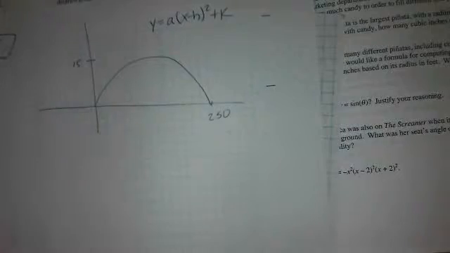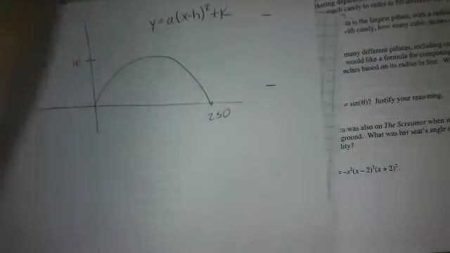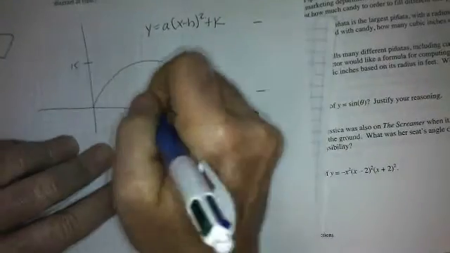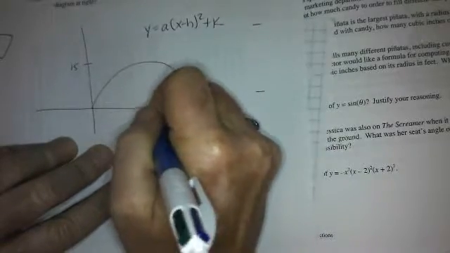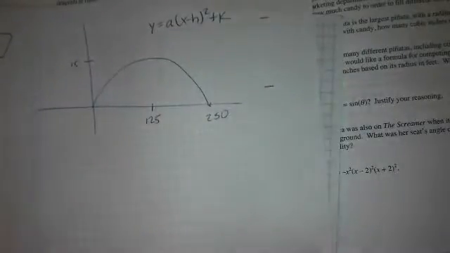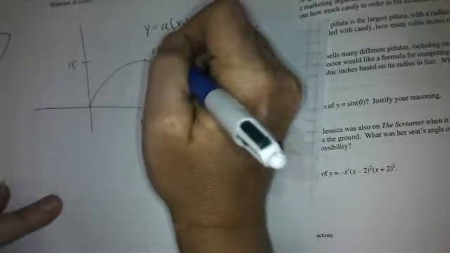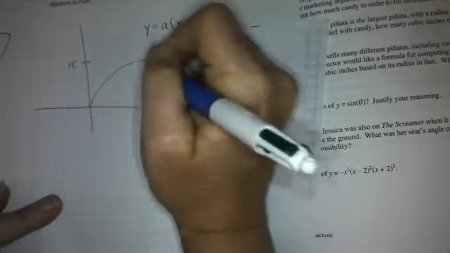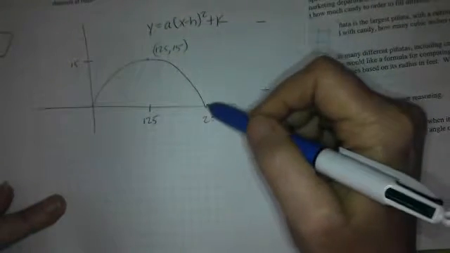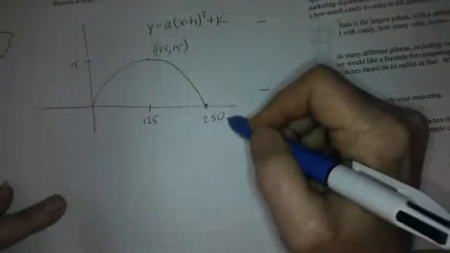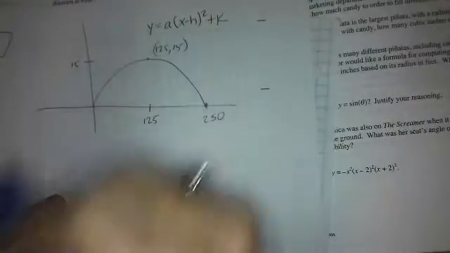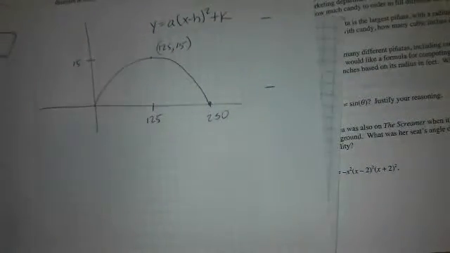I would say, what's half of 250? Is it 125? I bet. Is this 125? So this could be 125 comma 15, this point right here. And then if I wanted some more points, I could get, like, that could be 250 comma 0 or 0, 0. I don't think 0, 0 would be a good point.